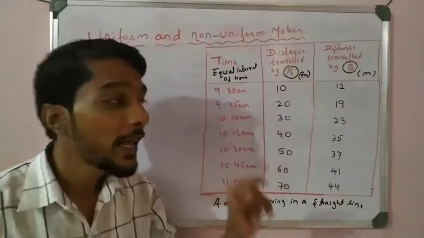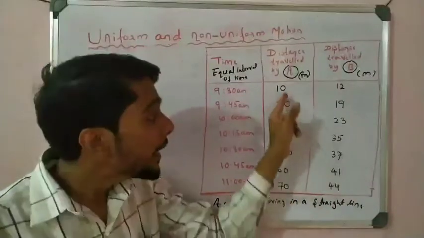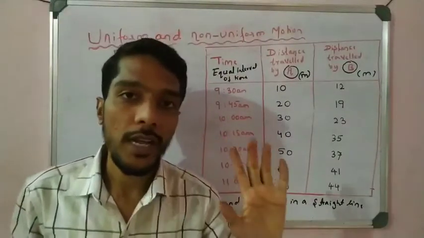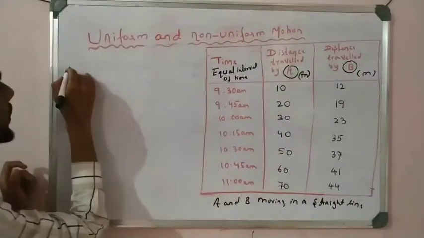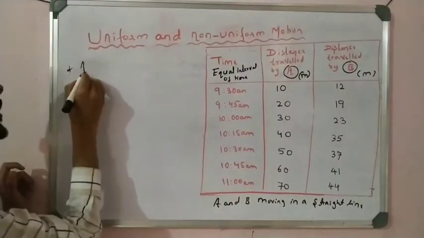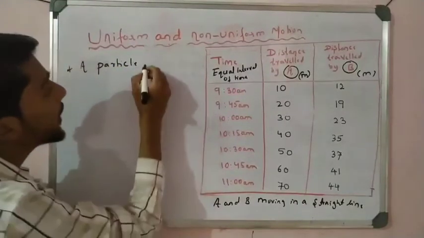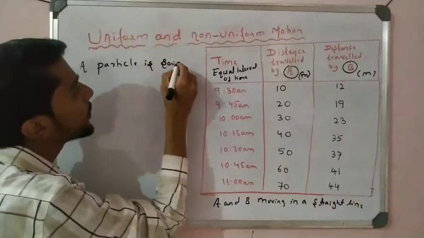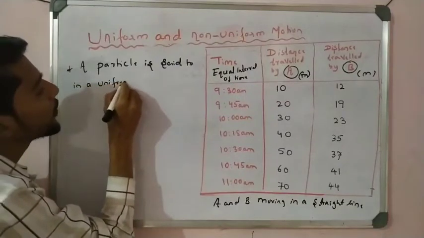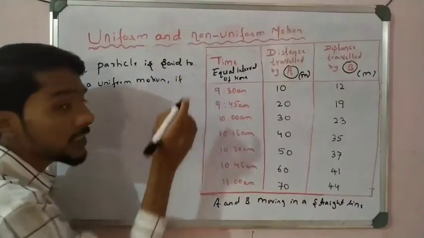So what we observe is that if a particle travels equal distance in equal intervals of time, it is called uniform motion. What is the meaning of uniform motion? A particle or a body is said to be in uniform motion if the condition is what?